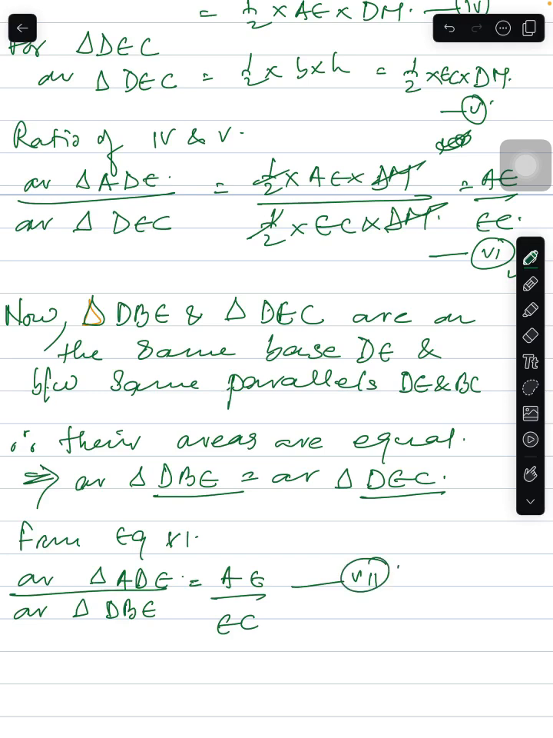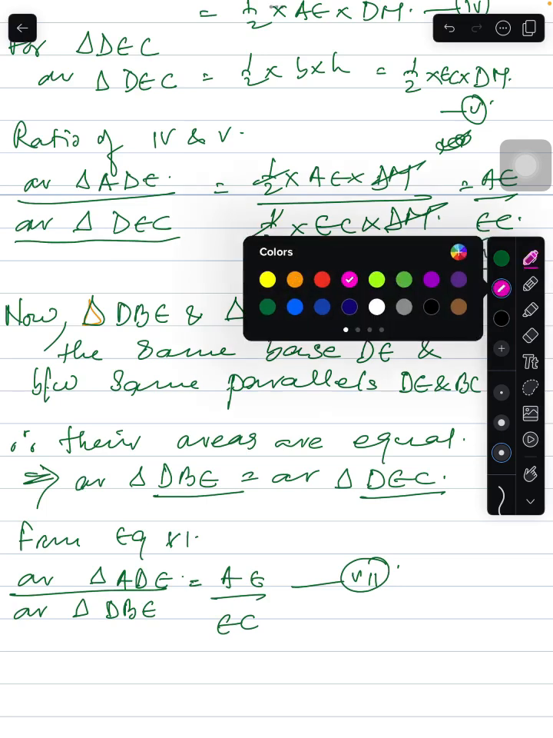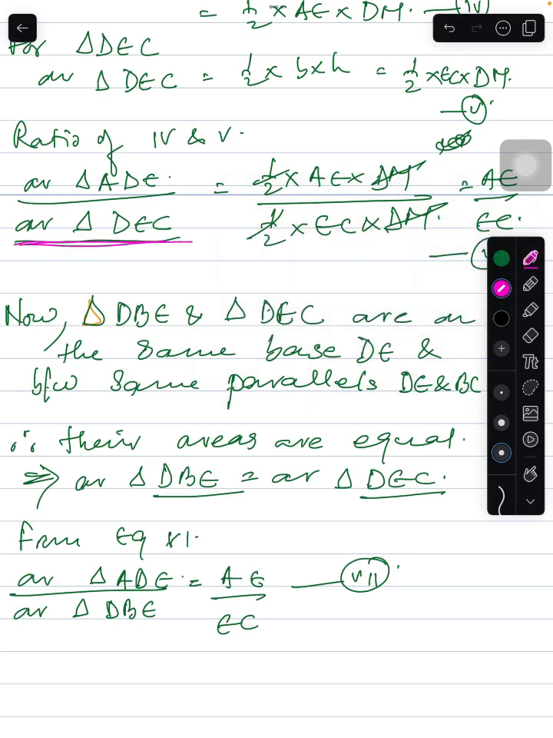Okay, understood? Instead of this, all others are same. Instead of this area of triangle DEC, I'm writing area of DBE. Why? Because I've already proved that this area is equal to this area. So in place of this, I can write this. So you take this as 7.